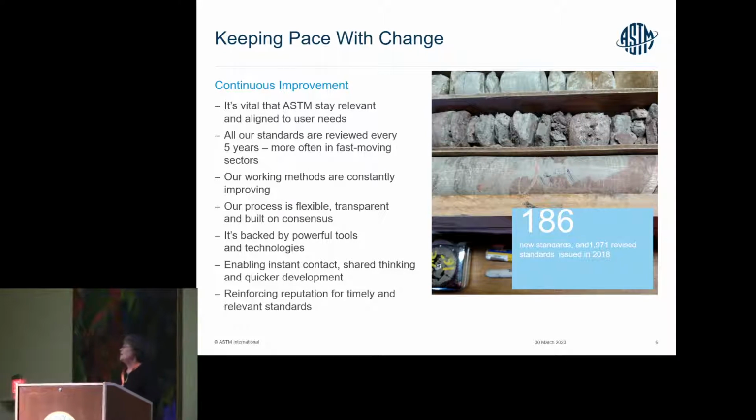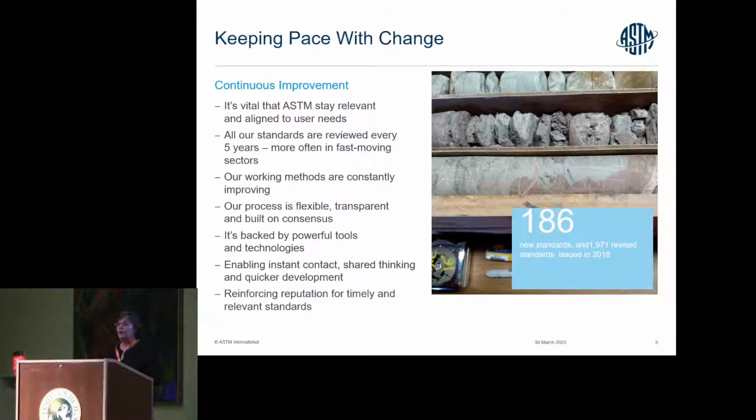So that keeps members in more instant contact so that they can develop standards more efficiently. And that's a good thing for ASTM. That reinforces ASTM's reputation for timely as well as relevant standards.